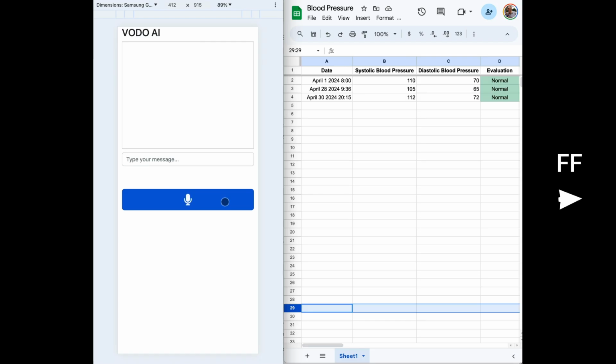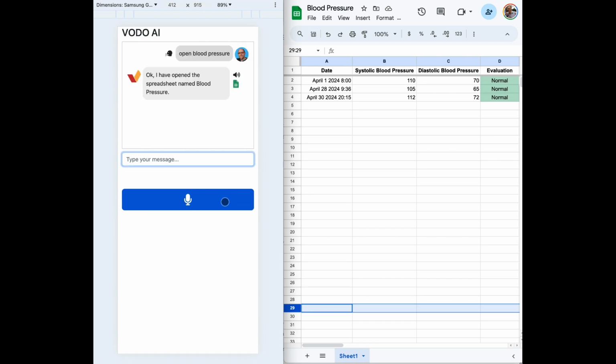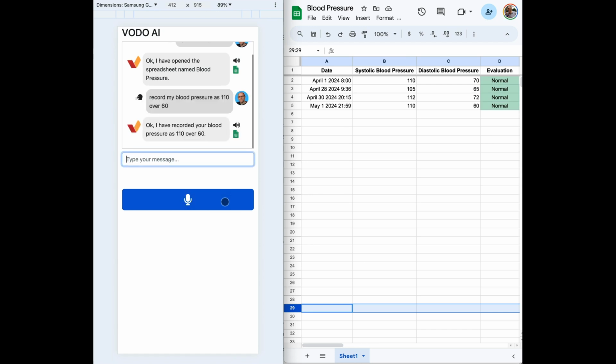Open blood pressure. Okay, I have opened the spreadsheet named blood pressure. Record my blood pressure as 110 over 60. Okay, I have recorded your blood pressure as 110 over 60. A few things I'd like you to notice.